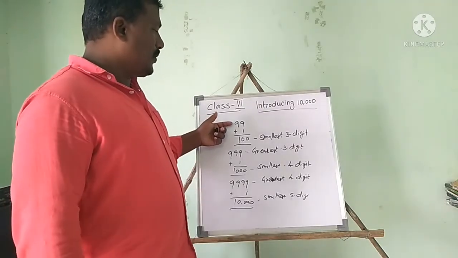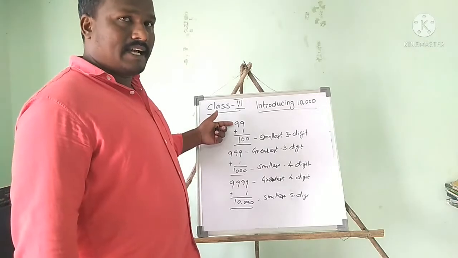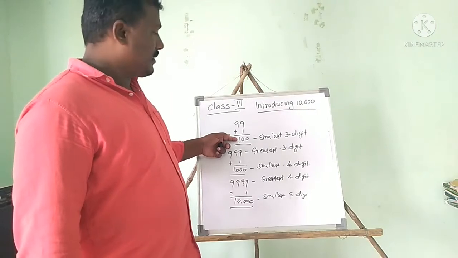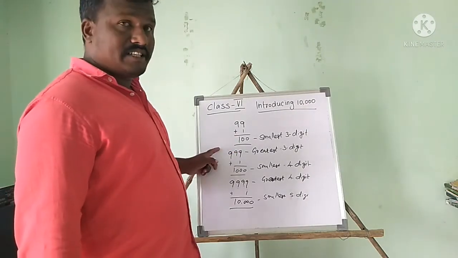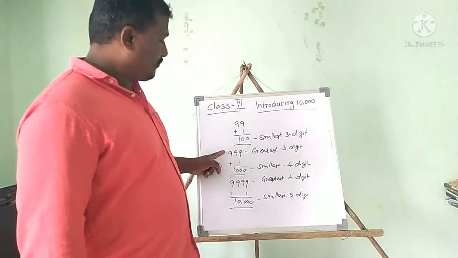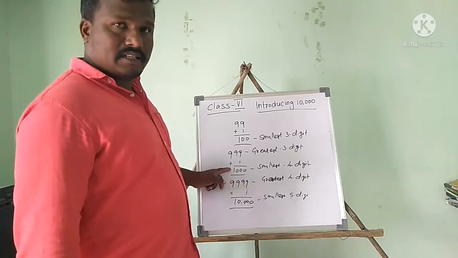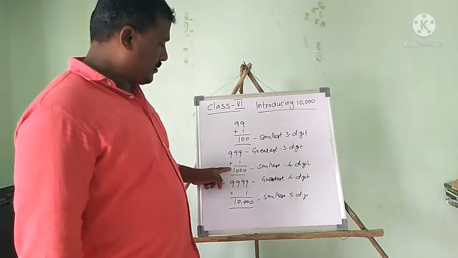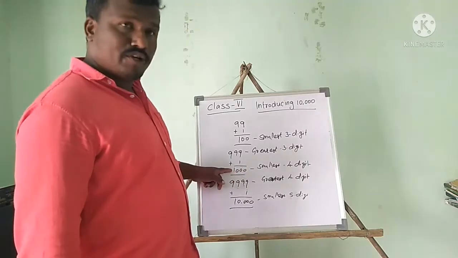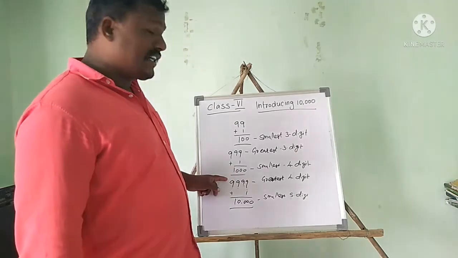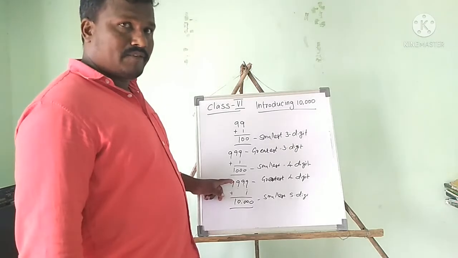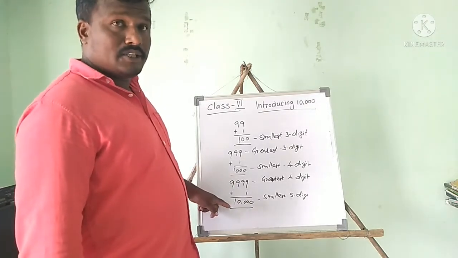So you know, the greatest 2-digit number is 99. If you add 1, you will get 100. It's the smallest 3-digit number. Then the greatest 3-digit number is 999. You already learned in your previous classes. If you add 1, you will get 1000. It's the smallest 4-digit number. Then the greatest 4-digit number is 9999. If you add 1, you will get 10,000. It's the smallest 5-digit number.